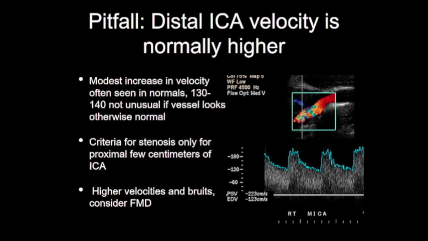The criteria, the NASCET criteria, are really only good for the first few centimeters. So the fact that something is higher, up to 130, doesn't mean you call it a stenosis. But when you see very high velocities with bruits and with suggestive symptoms, which may be cerebrovascular symptoms, or the patient hears a bruit in their ear, which is very typical of FMD, you should be thinking about FMD. Okay?